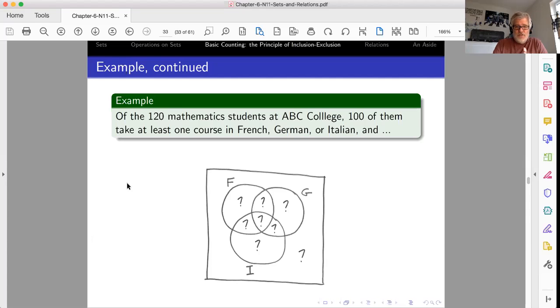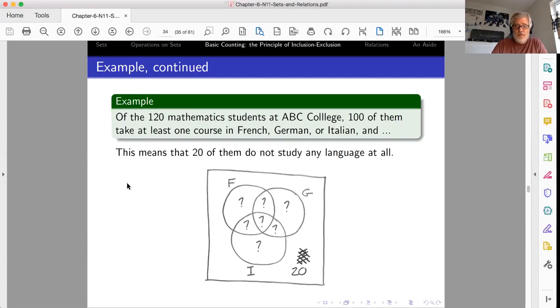First of all, we're told that there are 120 students and 100 of them take at least French, German, or Italian. So that means that there are 20 who do not study any language. So that's 20 right there. You see that there are 20 students outside these 3 circles, outside the union of these 3 sets. There are 100 in the union, so 20 outside.